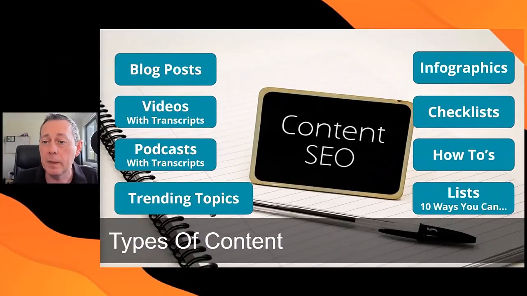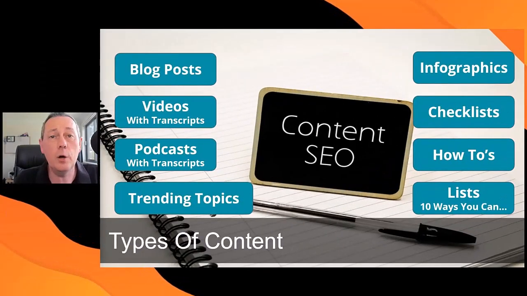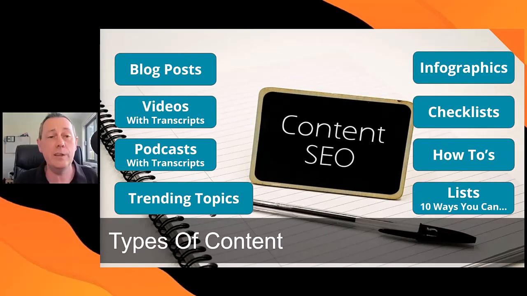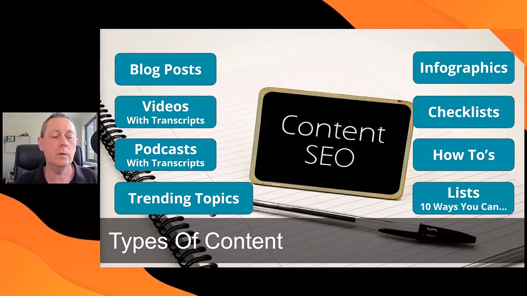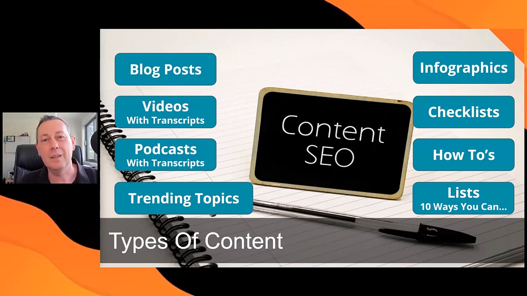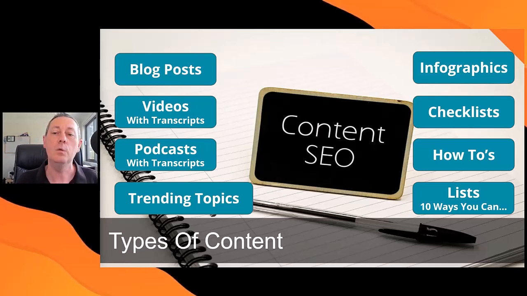Another type of content is trending topics. There are always things that are trending just now. Unfortunately, things like celebrities and what they're doing are always trending topics. But there are other things too, like the war in Ukraine and the conflict in Israel just now; those are trending topics.